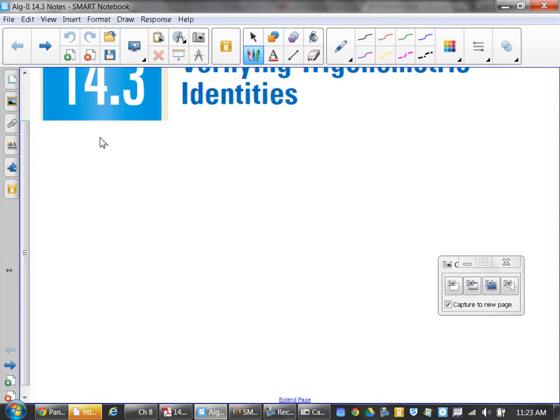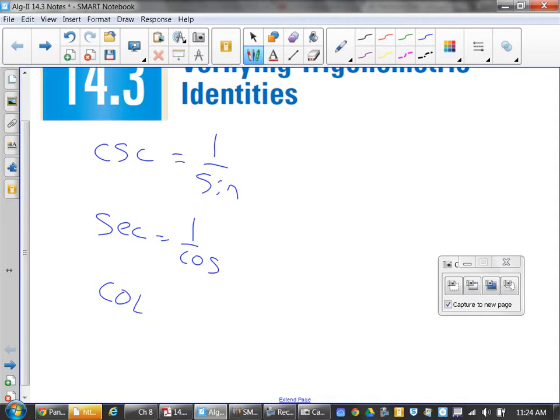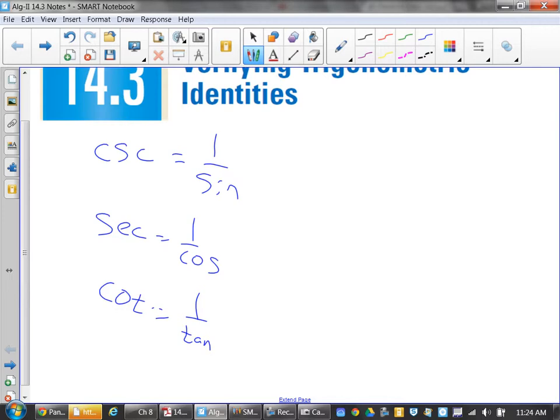Like the inverse of sine is cosecant. Cosecant is the inverse of sine. You agree? Secant, inverse of cosine. And cotangent is the inverse of tangent. Well, what we're going to do, on that little note sheet that I gave you, is talk about properties. Did you guys all get one? Going back? All right.